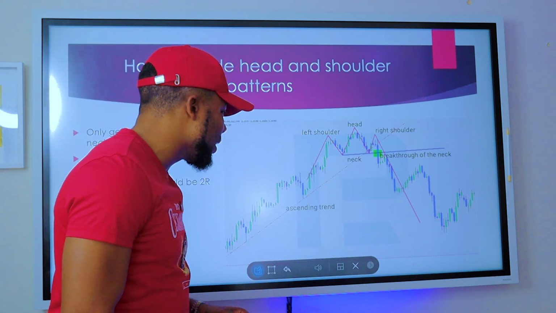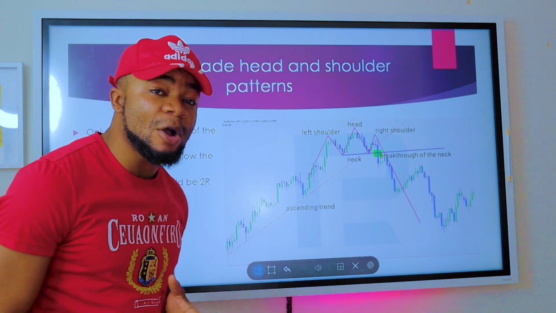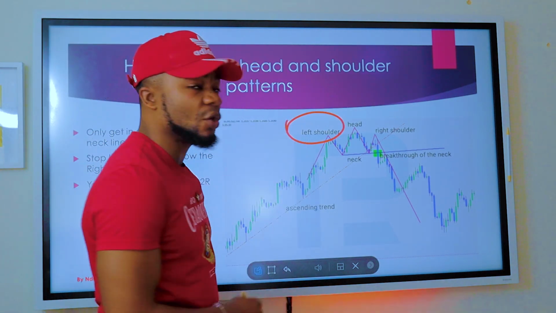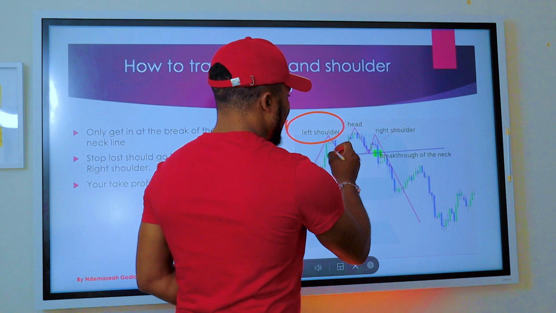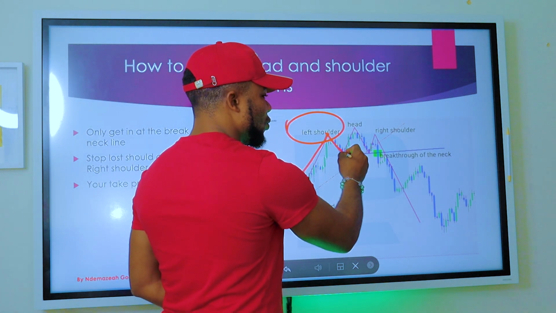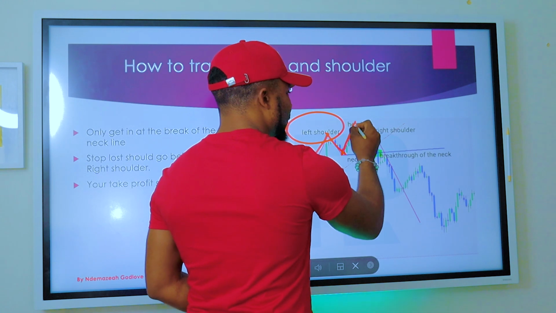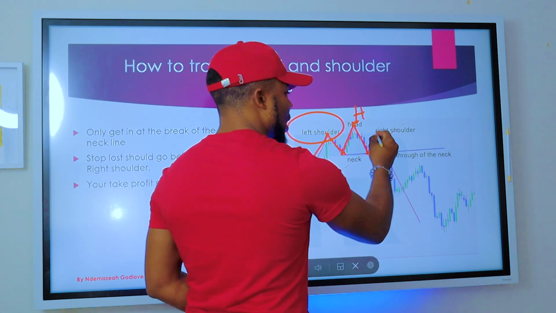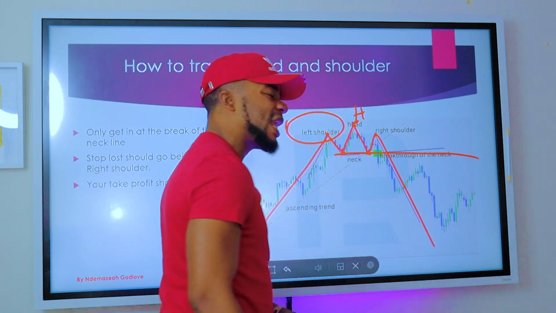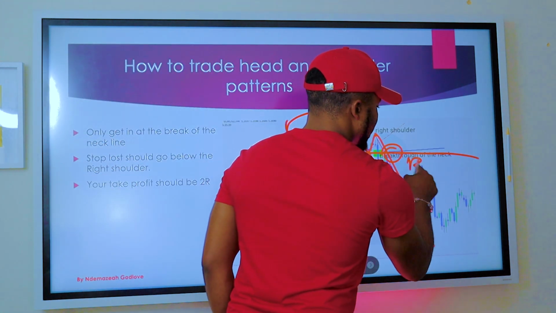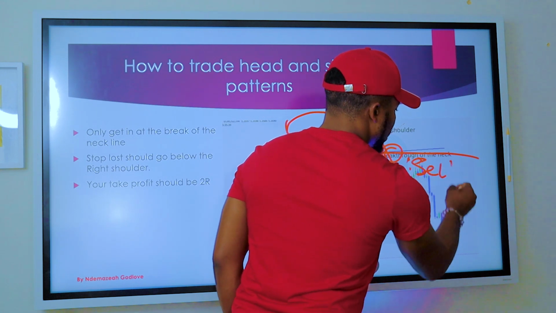So where do you get in? Only get in at the break of the neckline. Where is our neckline? Here we have our first shoulder. Then the market comes down. It's like the market is going up from the head, the first shoulder, comes back to what we call the neckline, then goes up to what we call the head. This is the head here. Then it goes again to form the right shoulder. And once the neckline is broken, that is where you get in. So you get in somewhere here. You will be able to sell this market somewhere here.